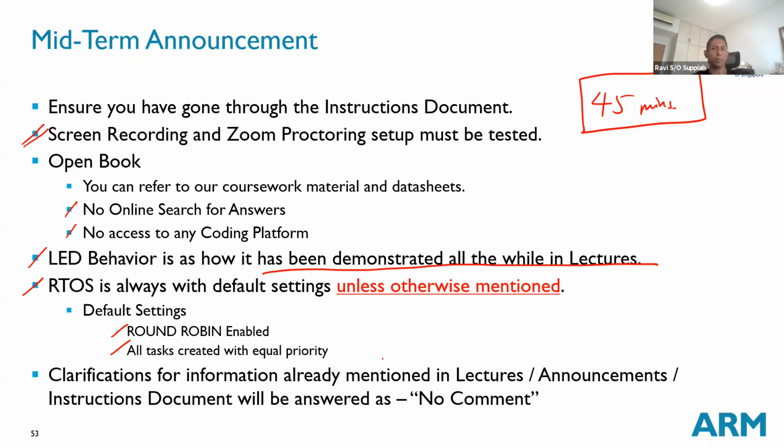That means if there's a particular question where I say that round robin is disabled for this question, then for that question alone you look at it differently. Or if in one of the questions a task has a different priority than the other task, then that applies to that particular question. So again, you need to make sure you look through all the instructions carefully.